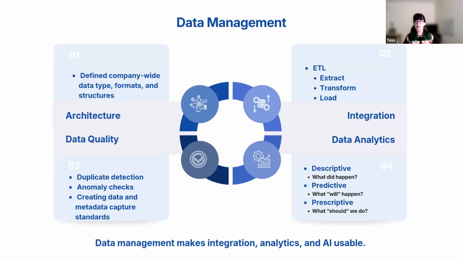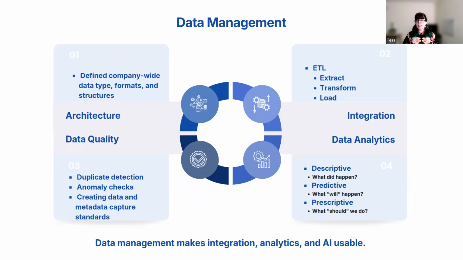Then, of course, we have data quality. This is about ensuring that we have rigor in the way that we're collecting our data. We don't have duplication happening because we have duplication detection set up. This can be a handoff between AI and humans as well. We're having humans check things, and machines can also check for duplication or run anomaly checks.